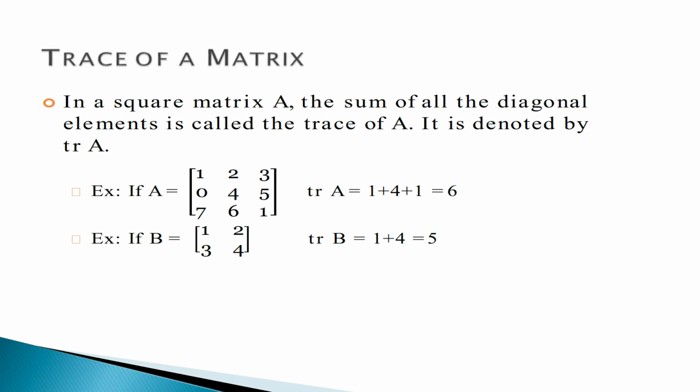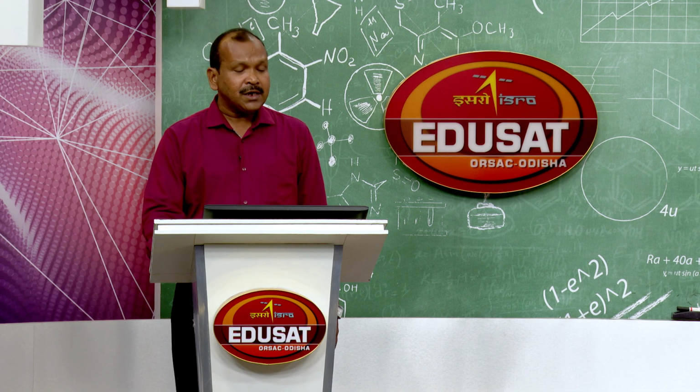Similarly, example 2: if B is a matrix containing the elements 1, 2, 3, 4, this is a square matrix of order 2. Here trace of B becomes the sum of the leading diagonal elements, 1 plus 4, that becomes 5. That is called the trace of a matrix.